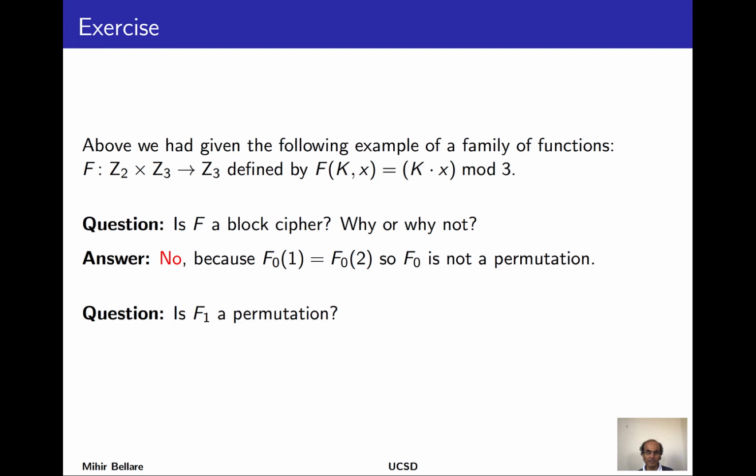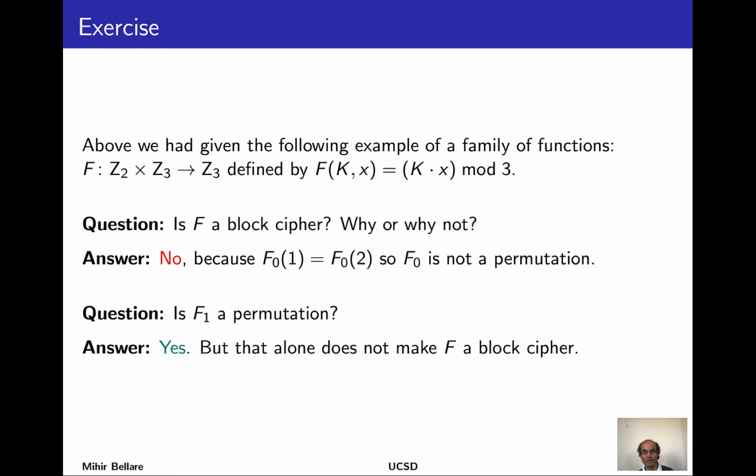Now, that was just one key. We could fix the other key, f1, and ask whether f1 is a permutation. It turns out the answer is yes. f1 of 1 is 1 times 1 mod 3, which is 1. f1 of 2 is 1 times 2 mod 3, which is 2. f1 of 0 is 0. f1 of 1 is 1. f1 of 2 is 2. f1 is the identity function. So it is a permutation. What does that tell us about f itself being a block cipher?